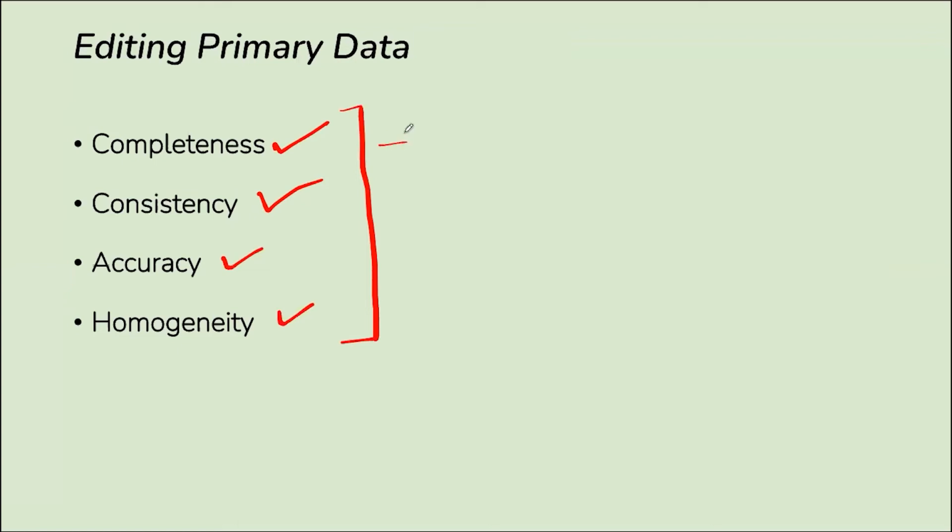What do you understand by completeness? Completeness means that each questionnaire should be complete in all respects. The respondent should have answered each and every question. If some question has been left unanswered, an attempt should be made to contact the respondent and get the response. Even if, despite all the efforts, the answers to some important questions are not given, then such questions should be dropped. So ensuring completeness is very important.